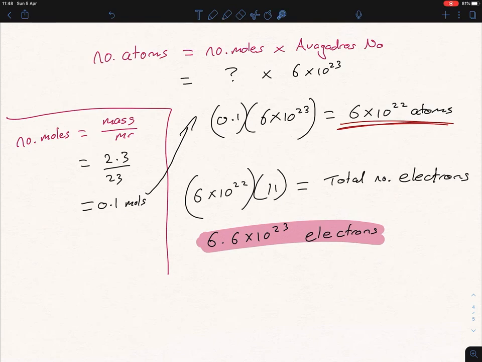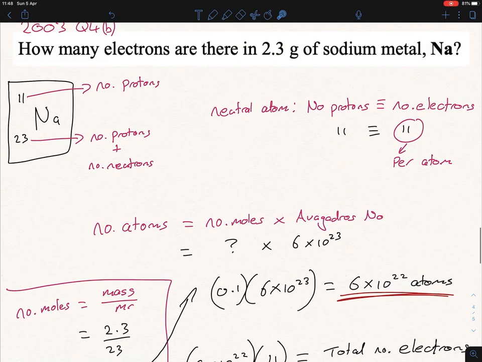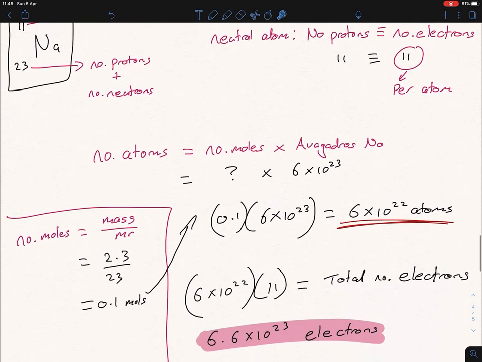Okay, so let's just recap that. You're asked for how many electrons are present in 2.3 grams of sodium. We can do our normal formula here, and we know that number of protons equals the number of electrons if it's neutral, which we can assume it is, because you would be told otherwise. In this case, that means we have 11 electrons per atom. How many atoms do we have present in our sodium metal? We use our key formula: number of atoms equals the number of moles times Avogadro's number. We know Avogadro's number, 6 times 10 to the power 23. We have to figure out what the number of moles is.